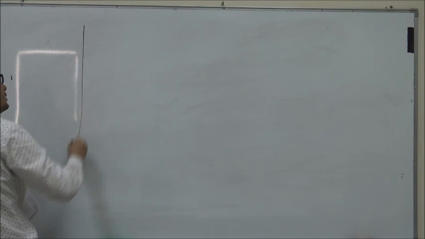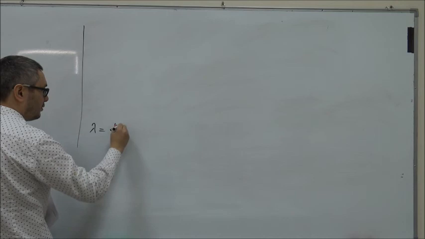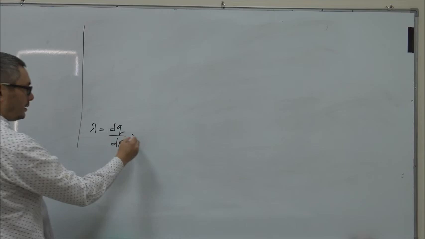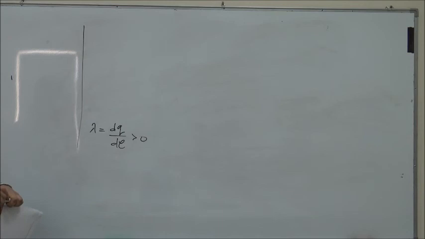Okay, so in this question, we are given an infinite line of charge, lambda, with a charge density lambda. So this is dq over dl. And let's say it's positive. Let's say that the charge density, and that is the charge, is positive.